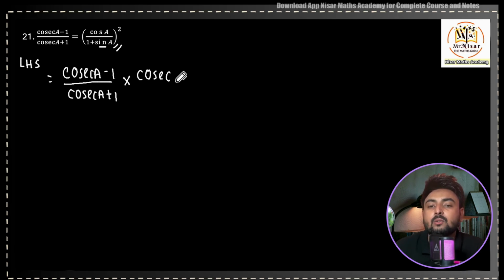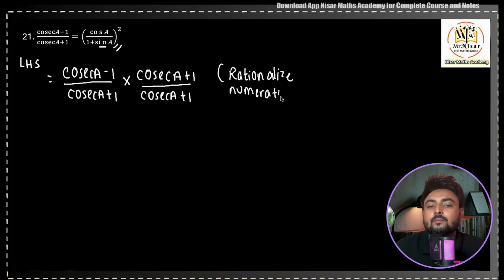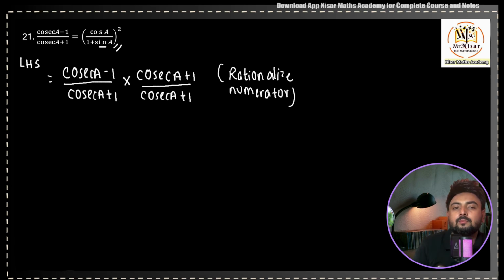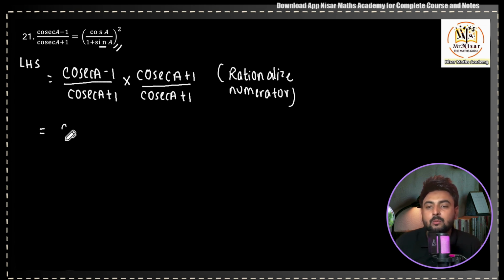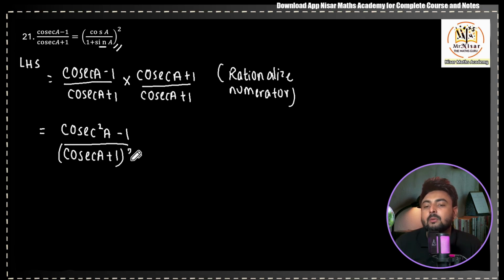So cosec A minus 1 becomes cosec A plus 1 in the numerator upon cosec A plus 1. So I am rationalizing the numerator, not the denominator. This thing you need to understand. Rationalize the numerator. So I'll get A plus B into A minus B in the numerator. So it becomes A square minus B square, so cosec square A minus 1. And in the denominator what will happen? It will be cosec A plus 1 into cosec A plus 1. It becomes its whole square.